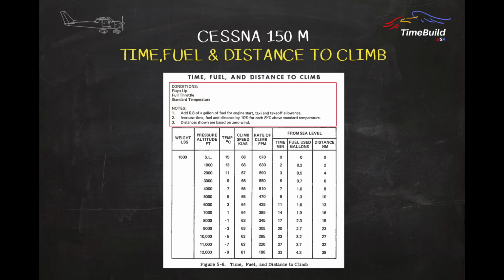The charted values assume flaps are retracted and full throttle is maintained throughout the climb. Additionally, standard temperatures apply. The notes direct us to add 10% for each 8 degrees Celsius above standard temperature. Also, the pilot should add 0.8 of a gallon of fuel for start, taxi, and takeoff to the fuel estimates shown in the chart. Finally, note that the effects of wind are not accounted for in the table.